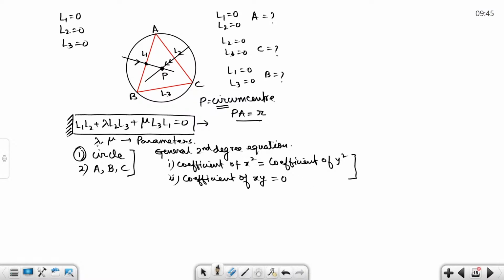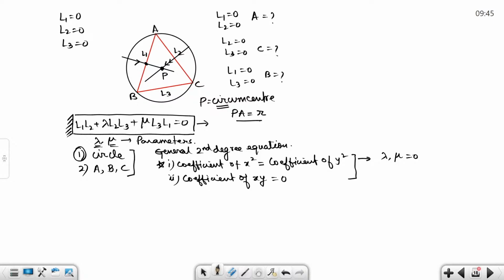Now, since there are two parameters lambda and mu, when you equate the coefficient of x square to the coefficient of y square, you get a relation between lambda and mu. Tell me yes or no? That is the reason why I have introduced two parameters. Because arbitrarily, if I don't introduce lambda and mu, you cannot say, sir, that the second degree equation will represent a circle. No.